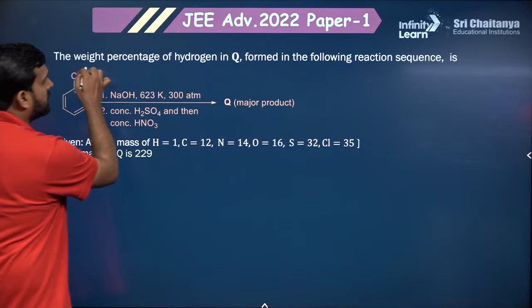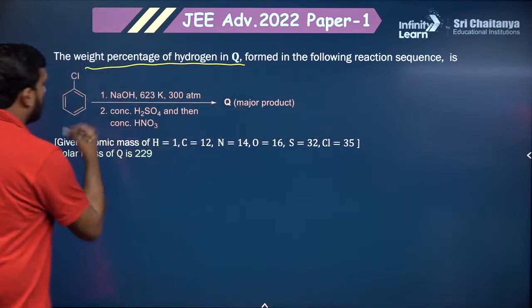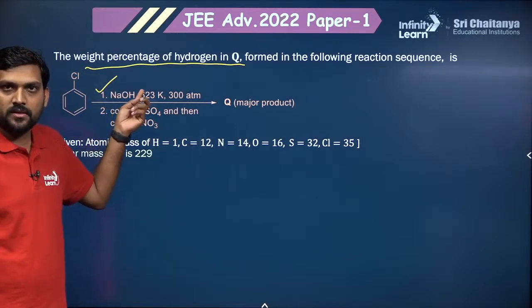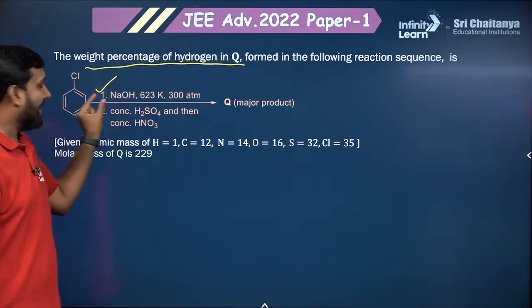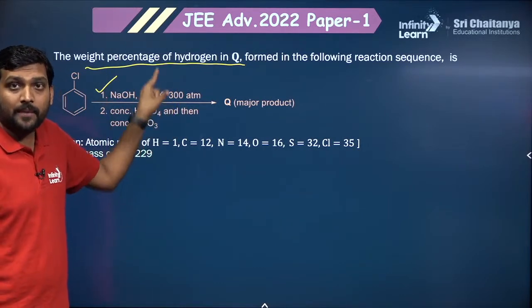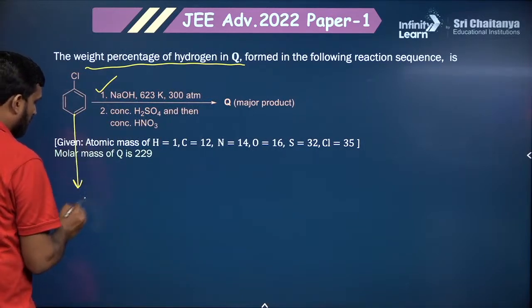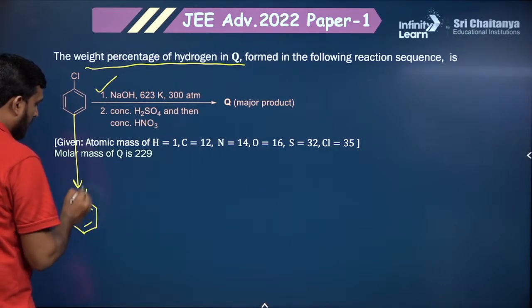the weight percentage of hydrogen in Q. Okay, so there is a compound. Let's go for the first reaction. Most of you may remember this is the Dow process. Okay, the first reaction they are talking about here is the Dow process, and in this process, phenol formation takes place. So in the first step it is going to give you phenol.